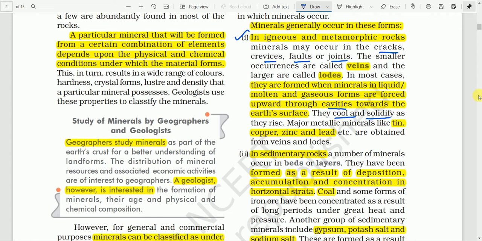And for example, metallic minerals like tin, copper, zinc, lead, etc. are obtained in the form of veins and lodes. Remember, if the occurrence is small, we call it veins, and if the occurrence is large, we call it lodes. Okay.